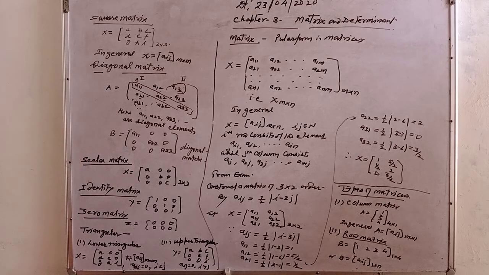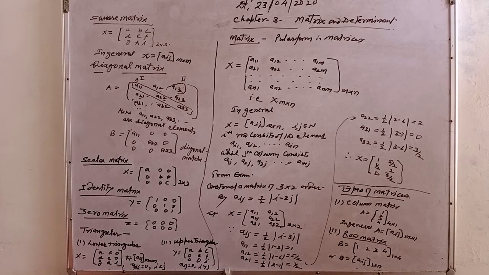Now we have to know about the types of matrices. First type is the column matrix. A column matrix is a matrix which has a single column. From this, A is equal to a column of 1, 2, 3, 4. So there are 4 rows and 1 column. Order is 4 into 1. In general, you can write A is equal to aij of order m into 1.